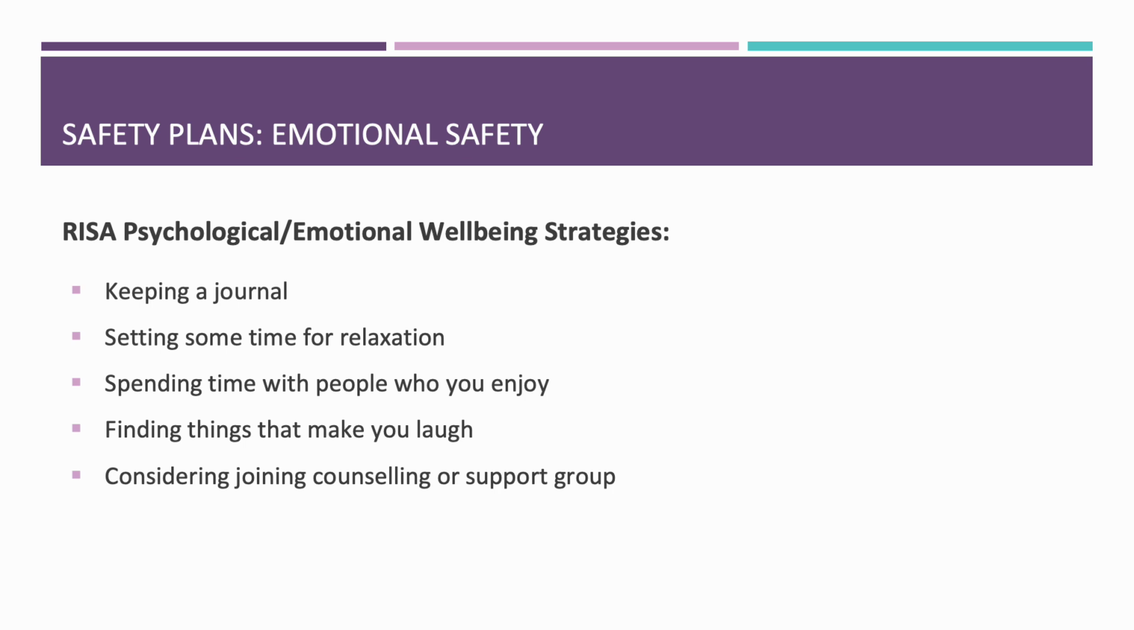One category of strategies is psychological and emotional well-being. Some of these strategies include keeping a journal, setting some time for relaxation, spending time with people you enjoy, finding things that make you laugh, and considering joining counseling or a support group. You can learn more about emotional safety strategies in the RISA Safety Plans document.